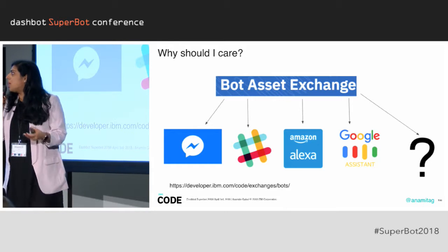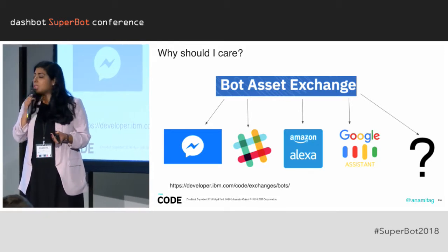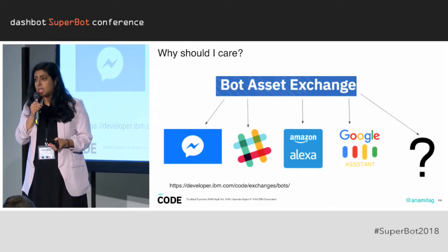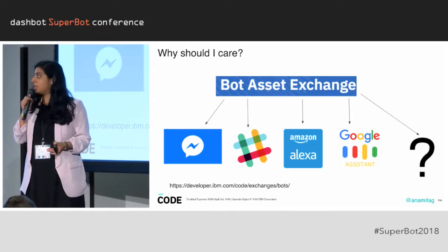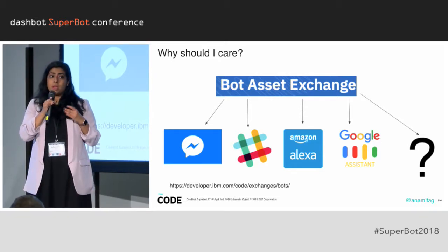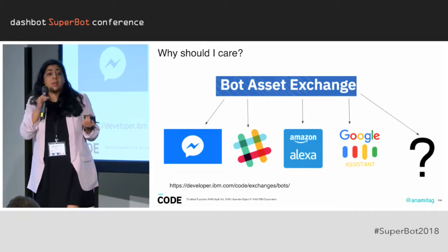So why you should care? I think Watson Assistant, one thing that makes us very unique is that we're platform agnostic. So when you build with something on Watson, you can have it deploy and manifest in any form. So that can be Messenger, Slack, Alexa, Google Home, really anything and whatever comes out in the future.